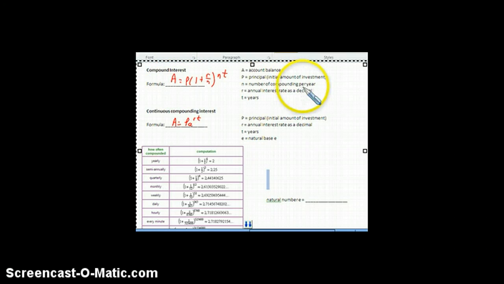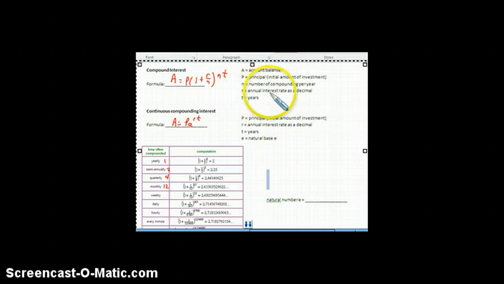N is the number of compoundings per year. We'll take a look at those in just a minute. You'll notice that it can be yearly, semi-annually. If it's yearly, it's 1 time. If it's semi-annually, it's 2 times. If it's quarterly, it's 4 times. If it's monthly, it's 12 times. And that's about as often as you're going to see compounding happen. We'll keep explaining this in just a moment down here.